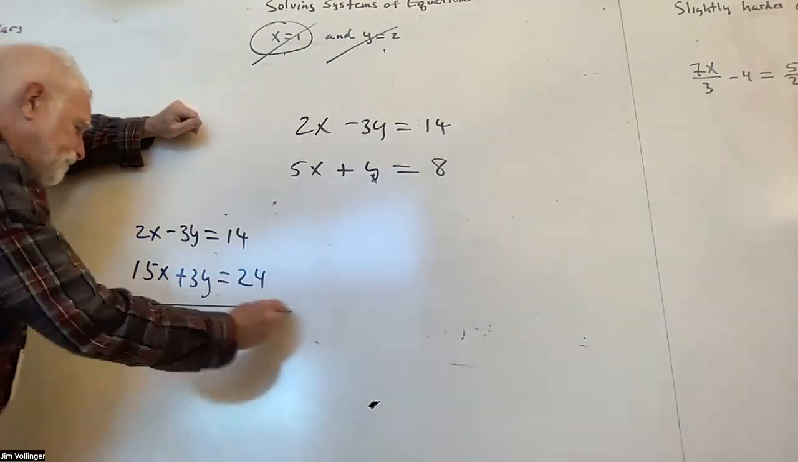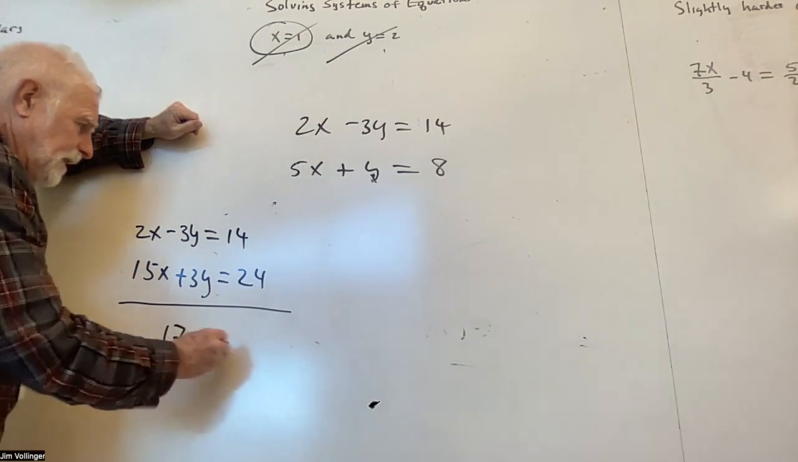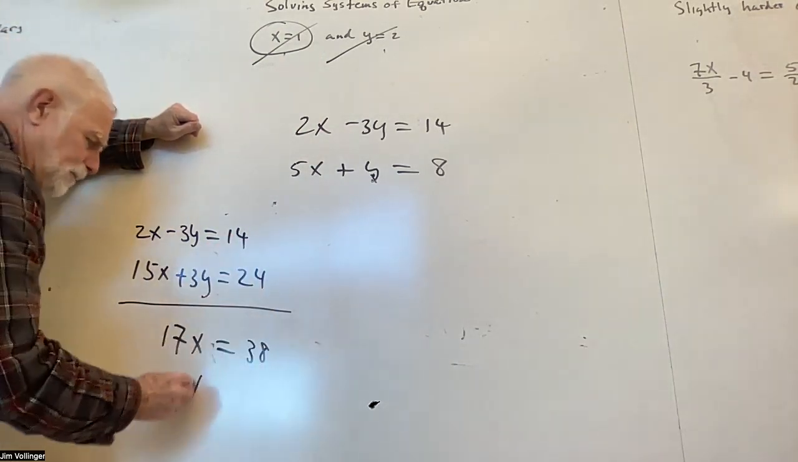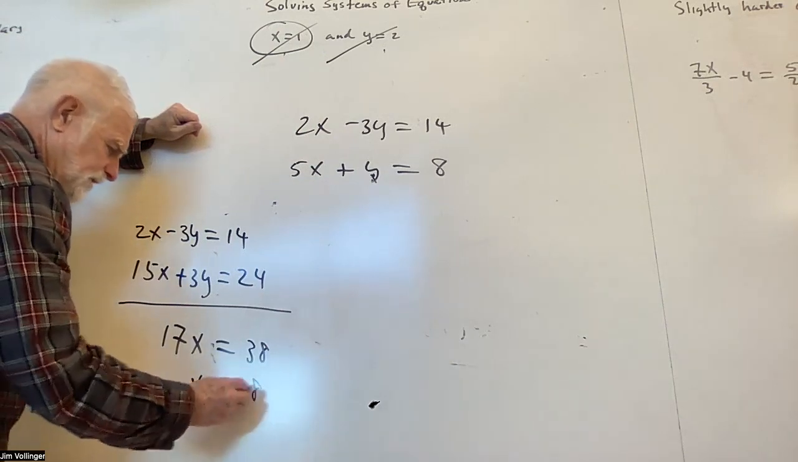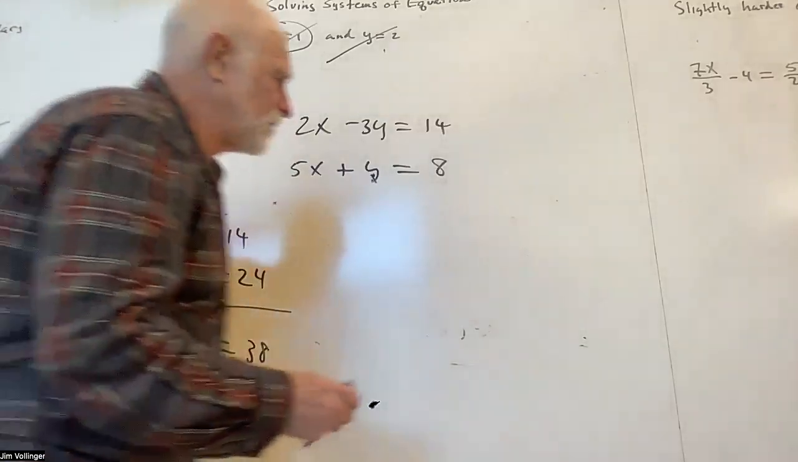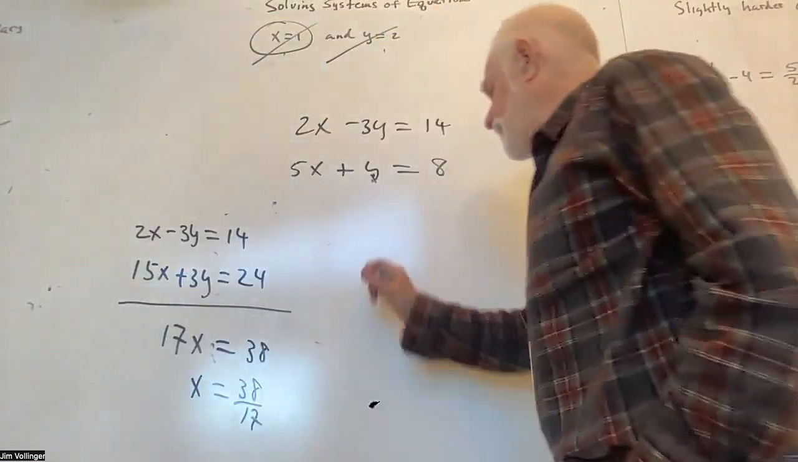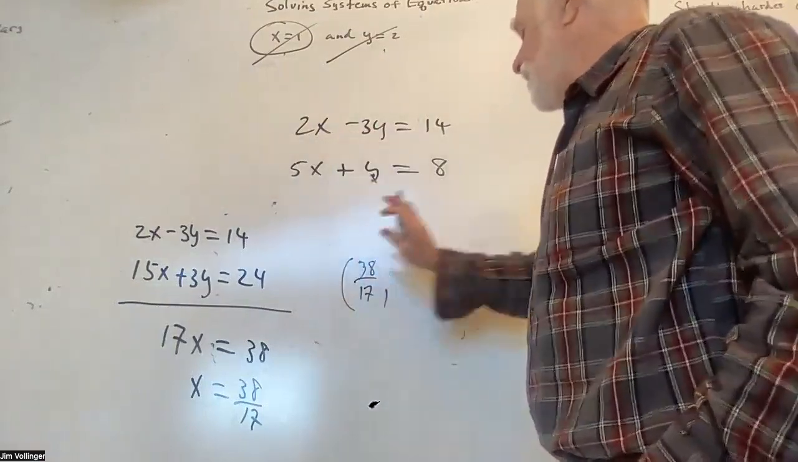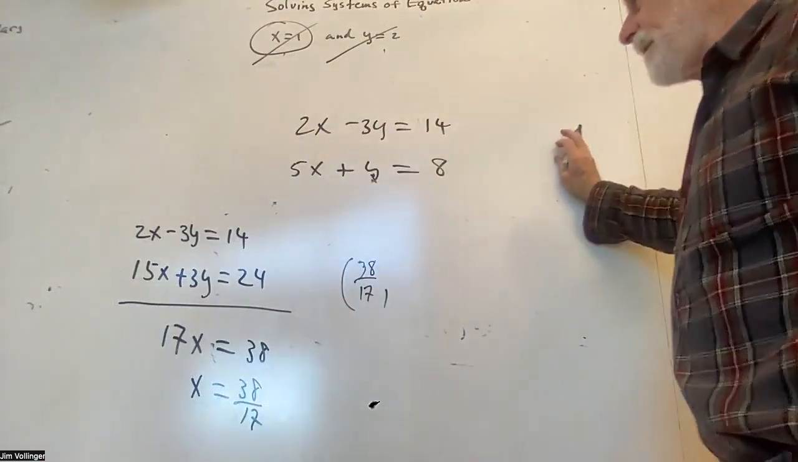Oh, back over here. 17x is equal to 34, 38. A little bit bigger than 2. 38 over 17. So I said we'd be near 2, so I like that. And let's come over here and do the y. So it's 38 over 17 is the x value where these two linear functions intersect.